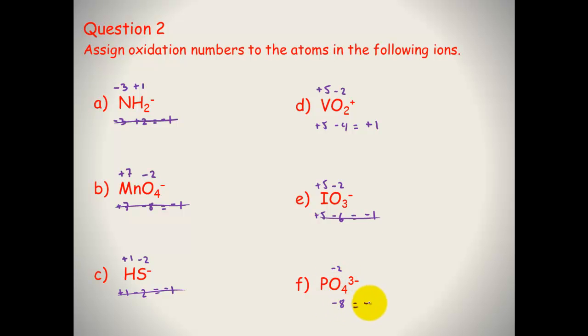And last but not least, minus 2 times 4 is minus 8. It's an overall charge of minus 3. So that means that needs to be positive 5. Positive 5 minus 8 equals minus 3. So that's correct. So that is how to assign oxidation numbers to atoms.